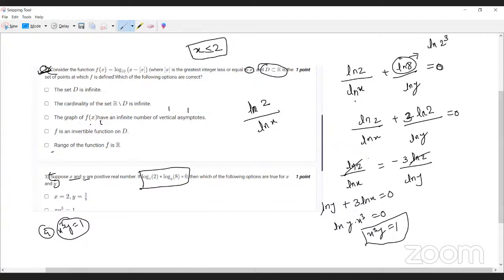In the denominator part. Denominator part, ln of x. It's ln of x, no? Because we are. Hello. Yes, Sir, what is the question?